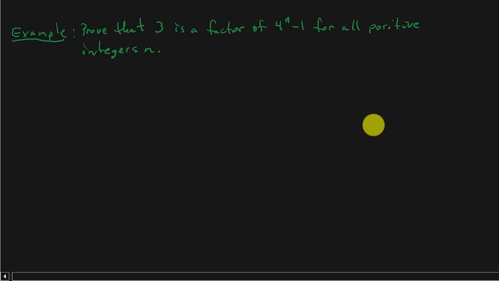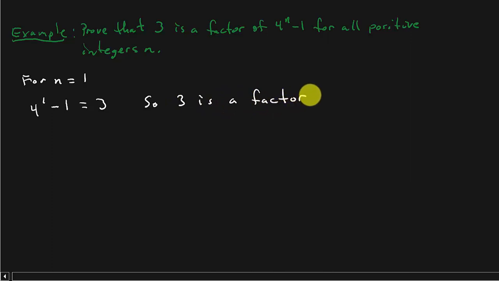Prove that 3 is a factor of 4 to the n minus 1 for all positive integers n. All right, so for n equals 1, we've got 4 to the 1 minus 1 equals 3. So that shows 3 is a factor. That's divisible by 3.